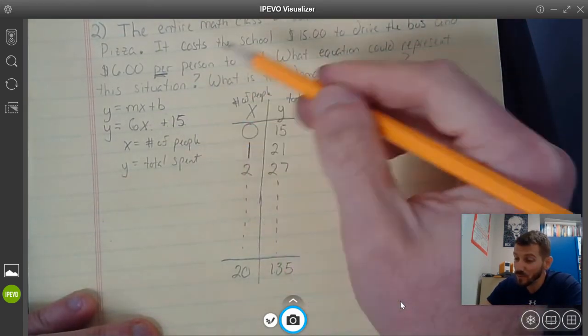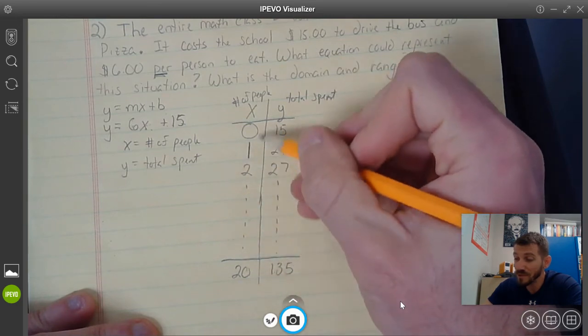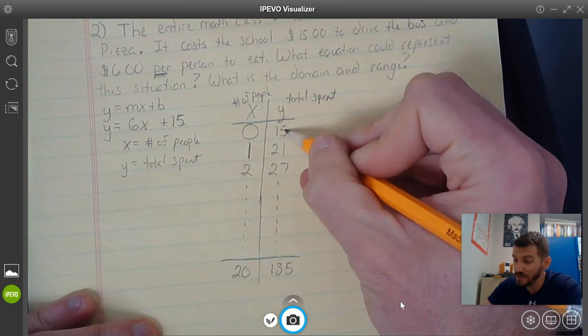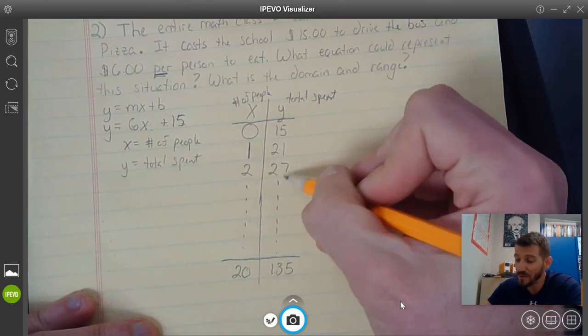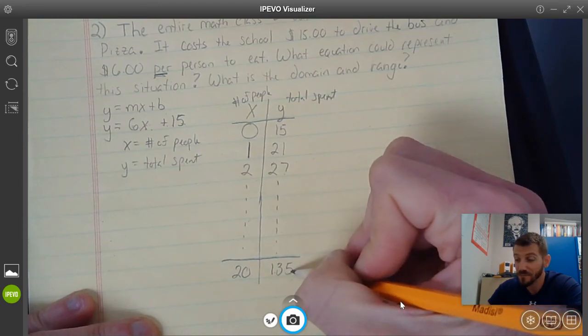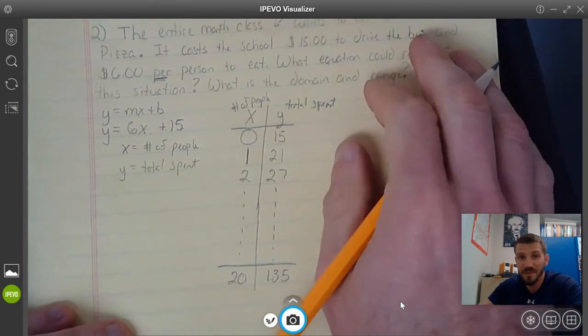But it says, what equation could represent it? We found our equation. What's the domain and the range? Well, it's 0, 1, 2, 3, 4, all the way to 20 is an accurate domain. Your accurate range is 15, 21, 27, going up 6 at a time, all the way to 135. And that is it. Okay. Not designed to be difficult.